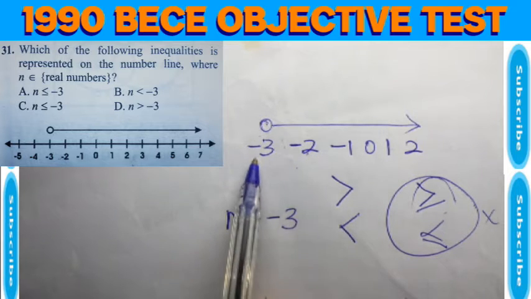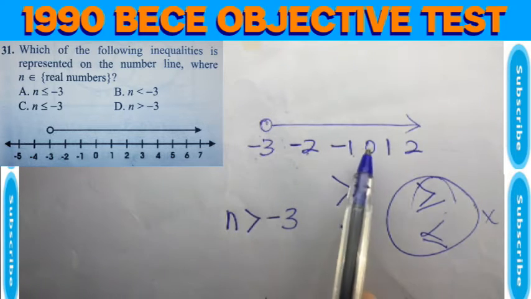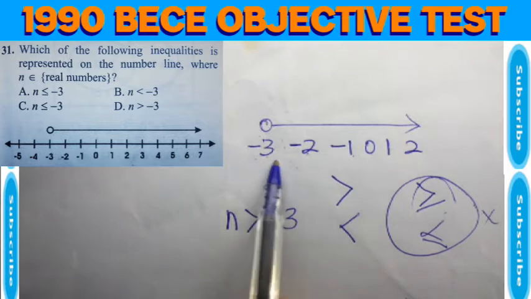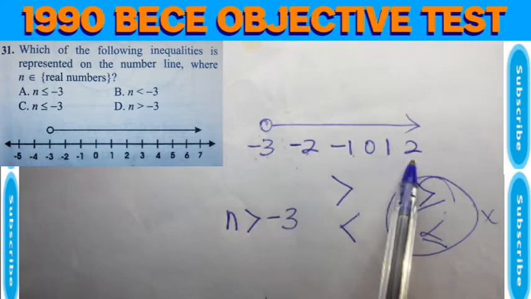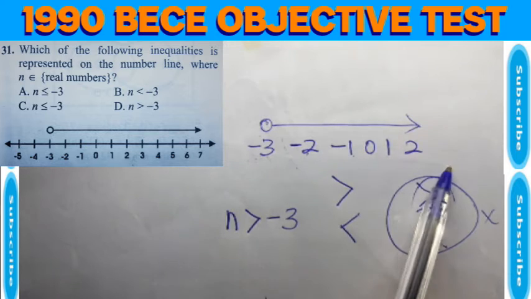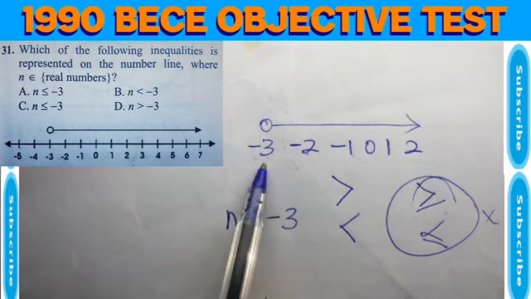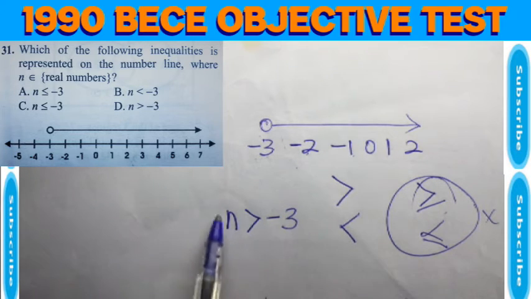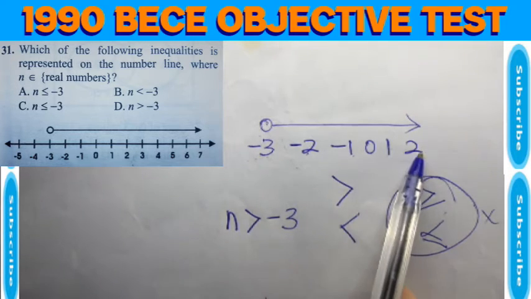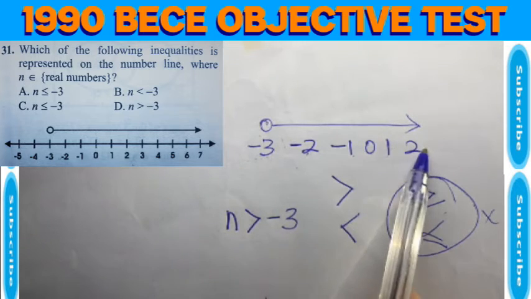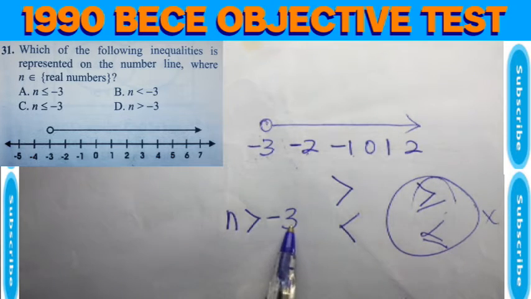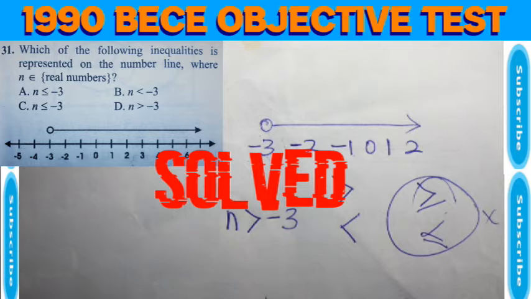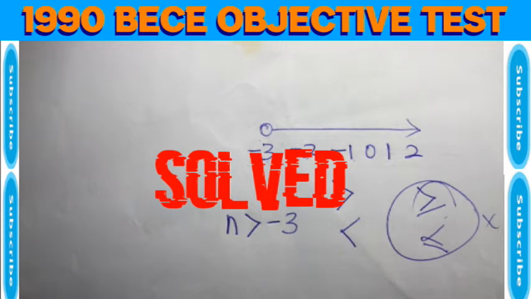-2 is greater than -3. -1 is greater than -3. 0 is greater than -3. 1 is greater than -3. 2 is greater than -3. So all the values to the right are greater than -3. To illustrate this, it means that n is greater than what? -3. n is representing all the values over here, and the values are greater than -3. So that is how we find the answer to question 31. So we move on to question 32.